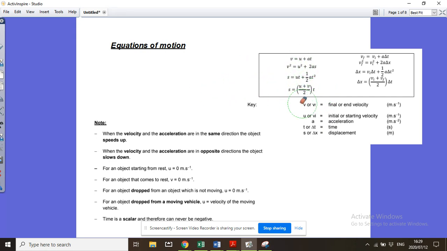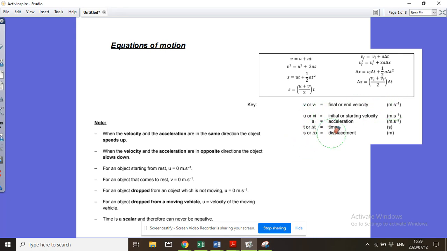So for these values, we've used most of them already. You know that v, or vf then, is our final velocity or our end velocity. All the velocities are going to be in meters per second. And remember, if something is moving in a straight line, velocity and speed at a specific time will be exactly the same thing. Velocity is just the vector and speed is the scalar. Please keep that in the back of your mind.